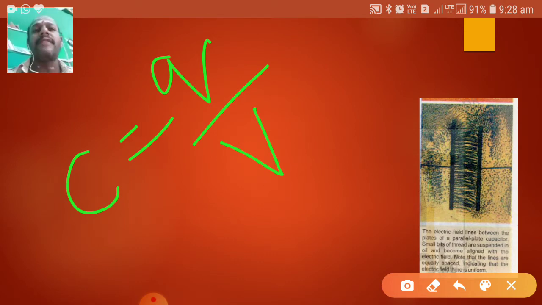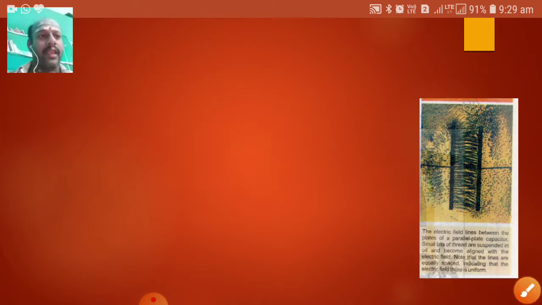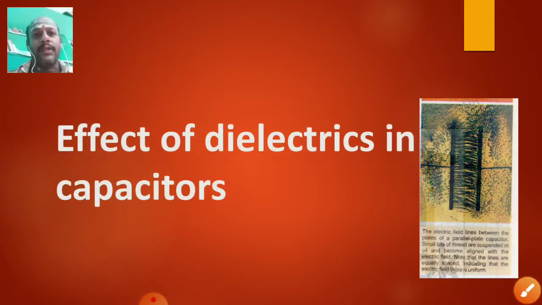Now we are going to discuss two cases. What may happen when the battery is disconnected after charging the capacitor and then the dielectric is inserted, and the second case, the battery remains connected and the dielectric is inserted. These two things we are going to discuss. Okay, let me go to the session.